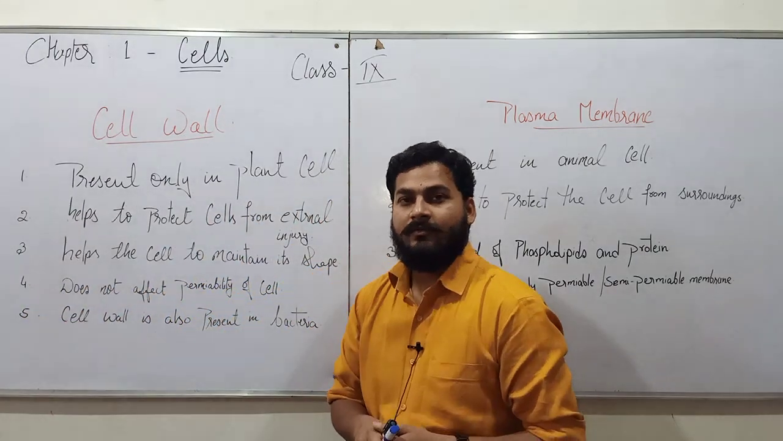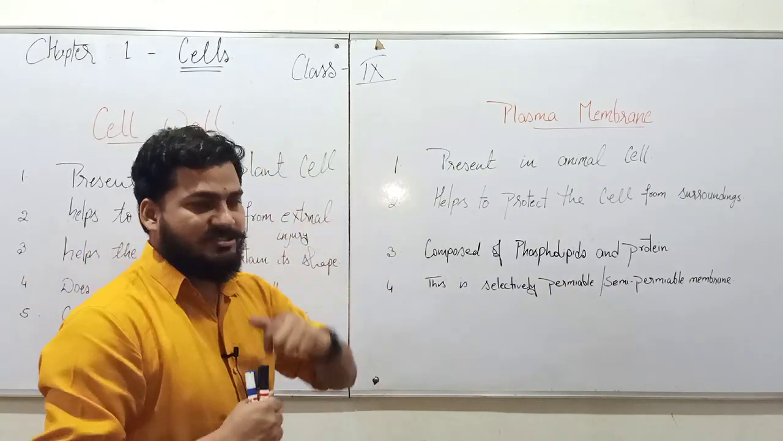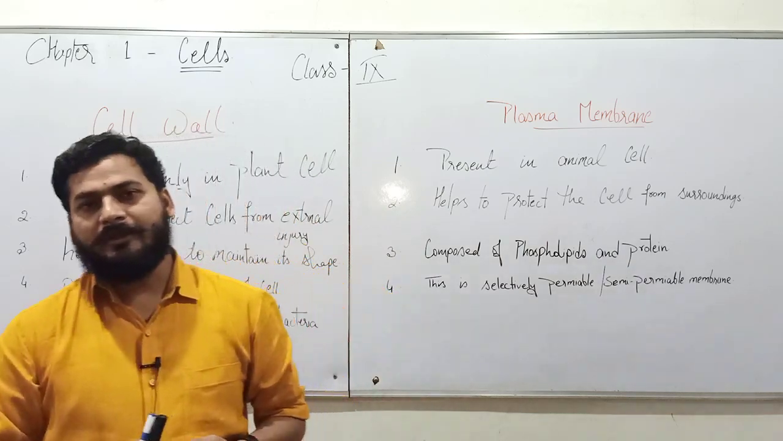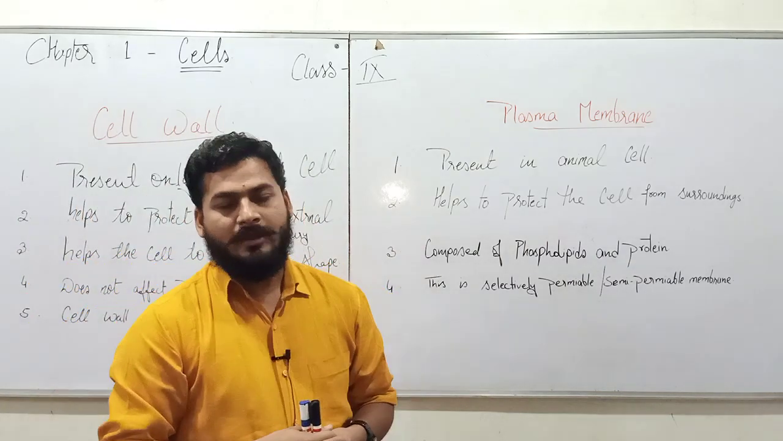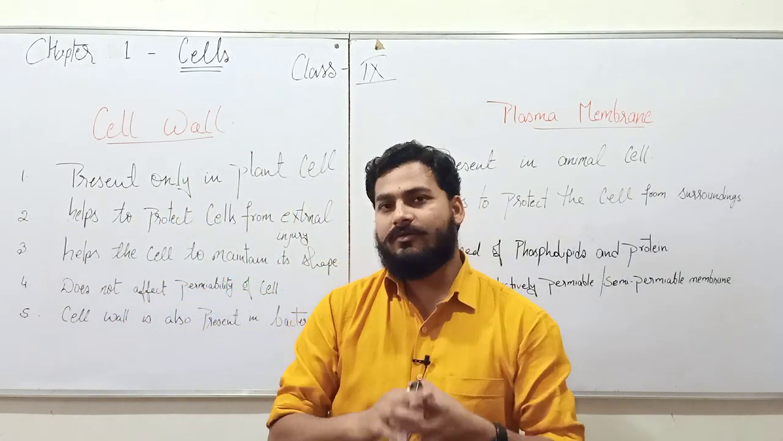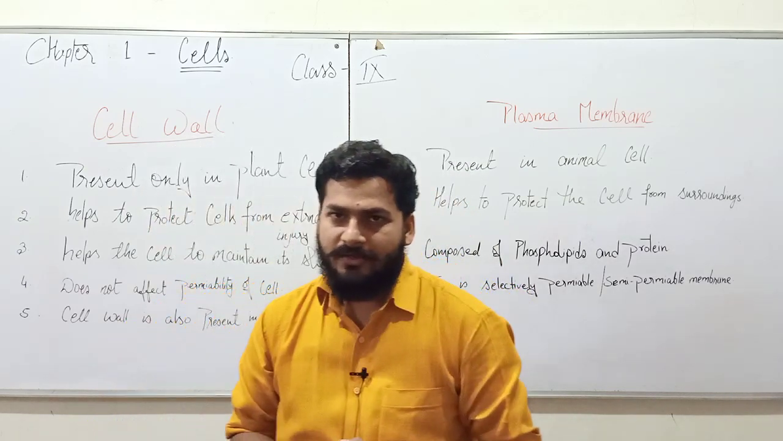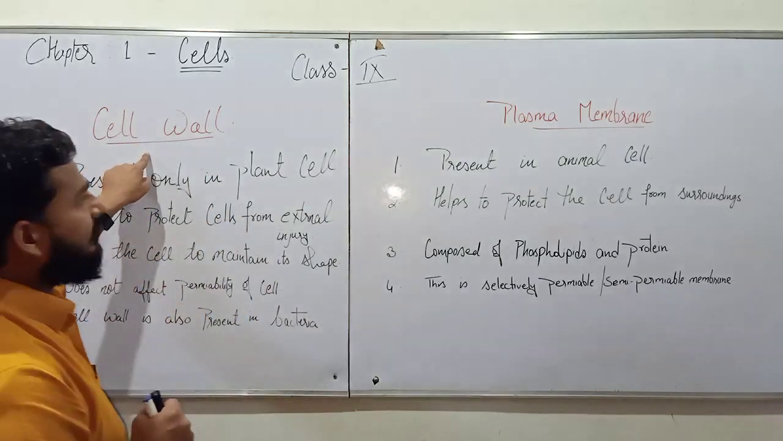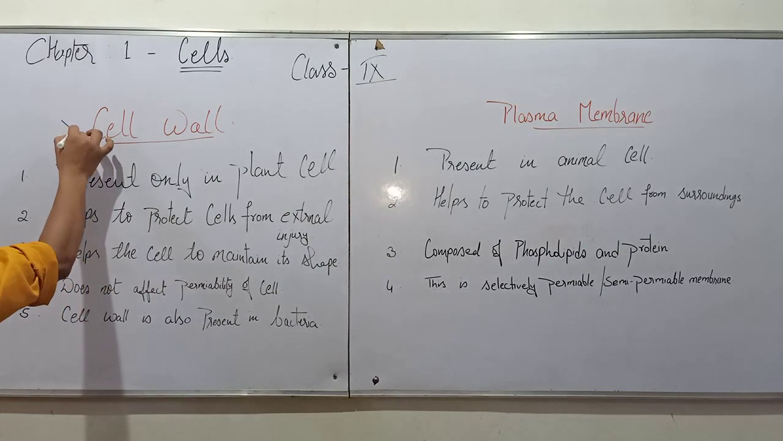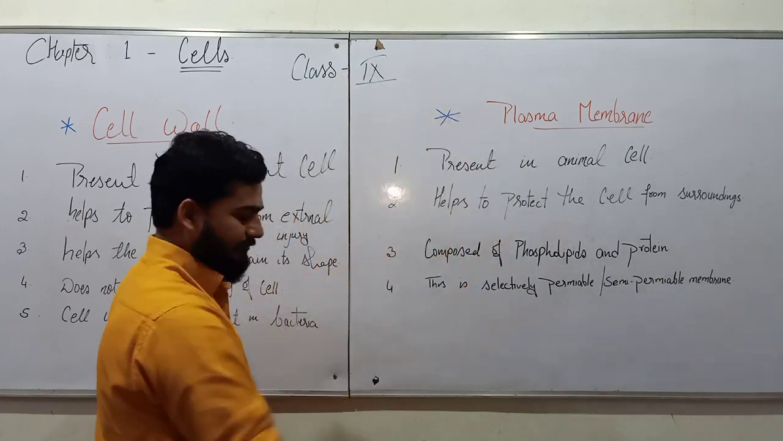Good morning, class. We are here once again with a topic on class 9, chapter 1, cells. We had already talked about prokaryotic and eukaryotic cells in the last class. Before that, we talked about the plant and animal cell. Friends, today we are going to talk about different cell organelles. Today, we will be doing cell wall and plasma membrane. So the topic today goes as cell wall and plasma membrane.